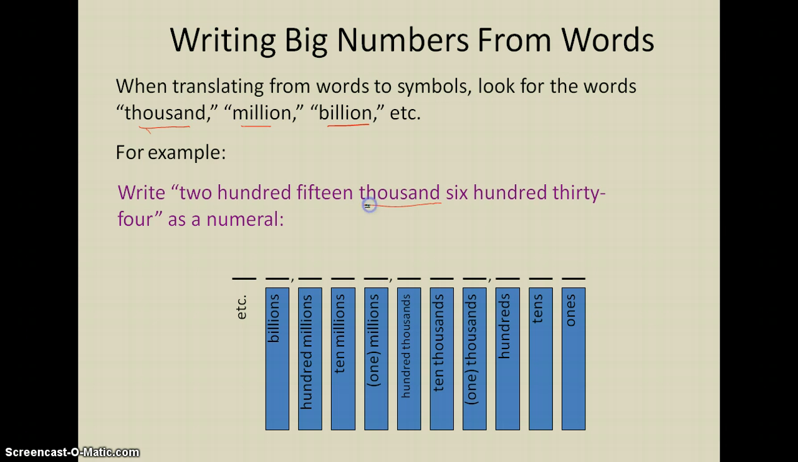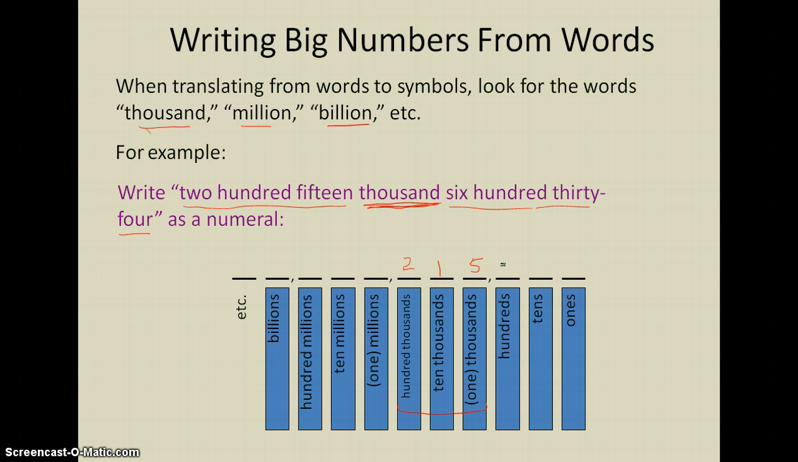So I'm going to identify where this word thousand is. Thousand is going to help me break up the number because I know that everything that comes before the thousands place is going to be in that thousands period, and everything that comes after that word is going to be in the hundreds section or below. So if I look before the word thousand, what I have is the word 215. So if I think about my place value chart, if I go over to the thousands section, which is down here, what I can do is I can fill in the number 215 in that thousands section. And then after the thousands, I have the number 634.